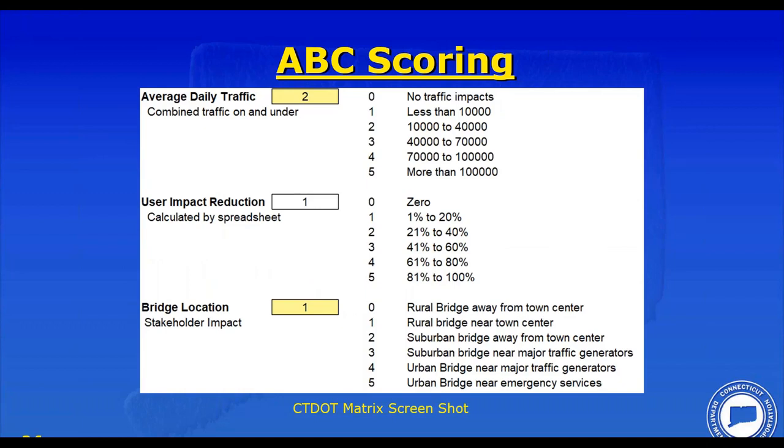The average daily traffic is fairly low, so we're going to use it at 2. This is combined traffic above and below the bridge. We're looking at between 10 and 40,000 vehicles. The user reduction, we get a score of 1 because it was a very minimal savings of about 13%. So the spreadsheet automatically enters 1 for the user reduction percentage. For bridge location, it's a rural bridge near a town center. So we give it a 1. It's not a highly congested area.